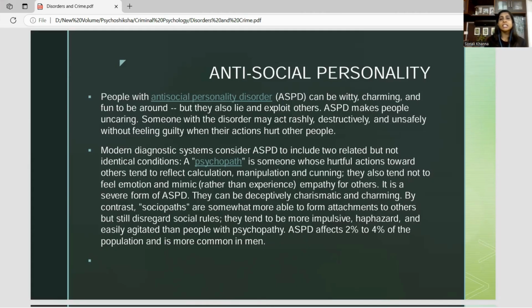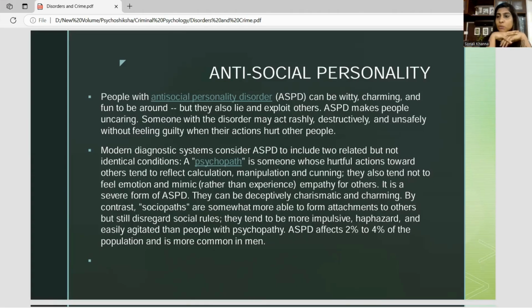Coming to antisocial personality disorder, ASPD. People with antisocial personality disorder can be witty, charming, and fun to be around, but they also lie and exploit others. ASPD makes people uncaring. Someone with this disorder may act rashly, destructively, and unsafely without feeling guilty when their actions hurt others.